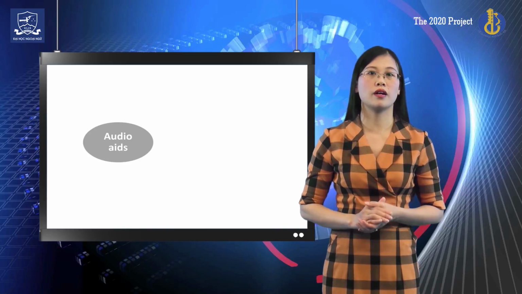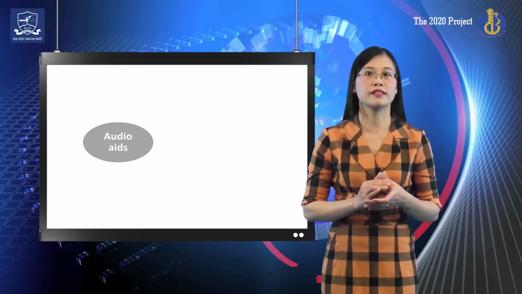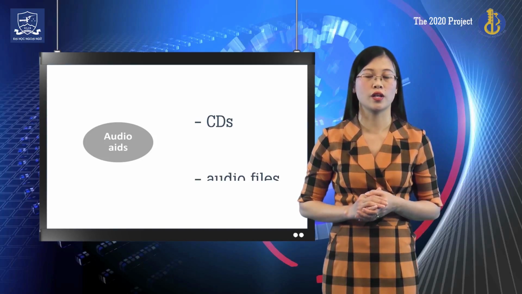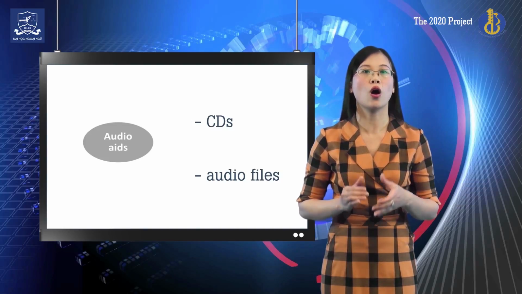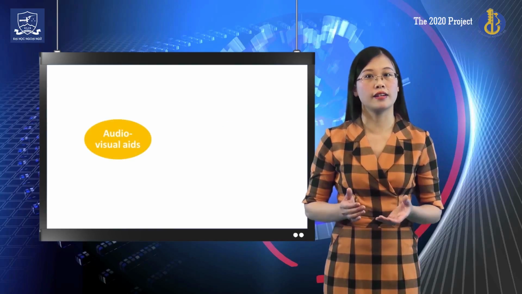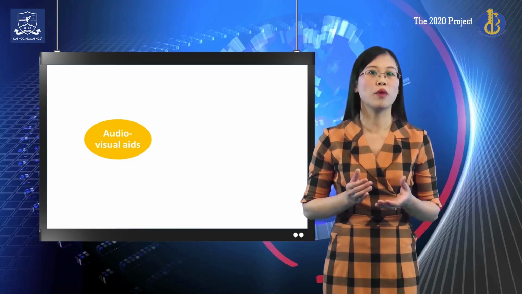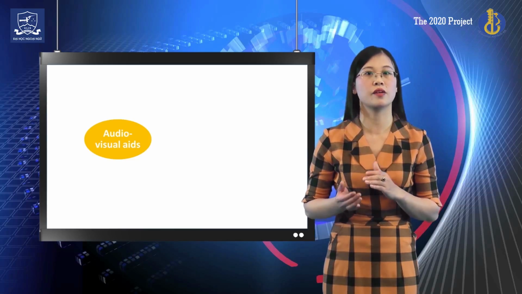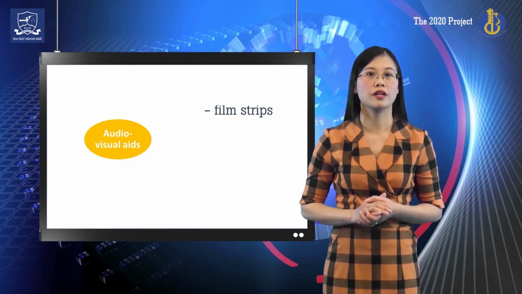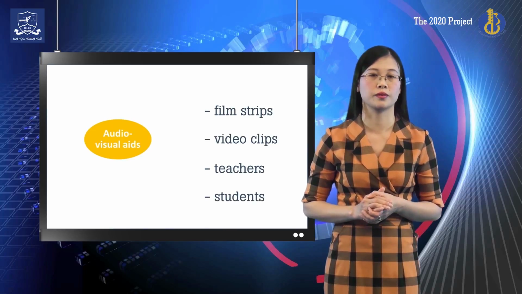The third type is audio aids. These aids involve mainly the sense of hearing, for example, CDs or audio files with songs, chants, or recordings. And the last type is audio-visual aids, which involve both the sense of sight and the sense of hearing. They include film strips, video clips, the teachers, and the students themselves.